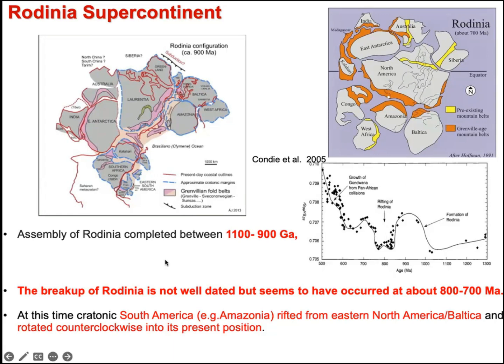So anyway, you can see the breakup of Rodinia is not very well dated, because the time span is very large, right? Here you see it's a huge range. So it has taken about 700 to 800 million years. But anyway, this large time span is well reflected in this geochemical data as well.